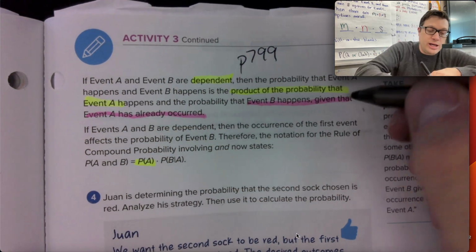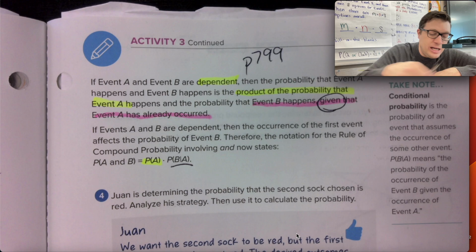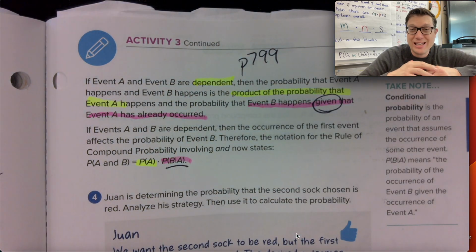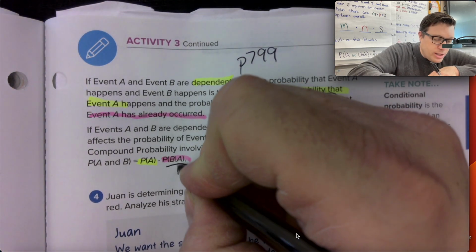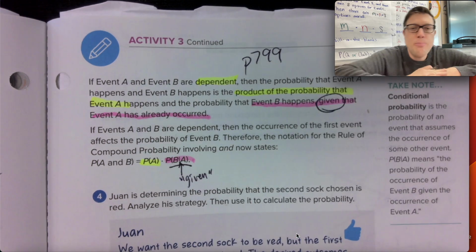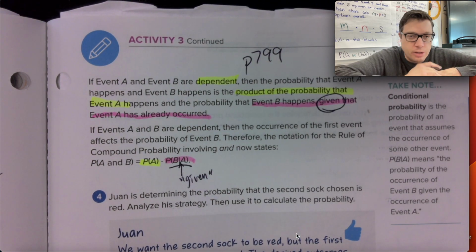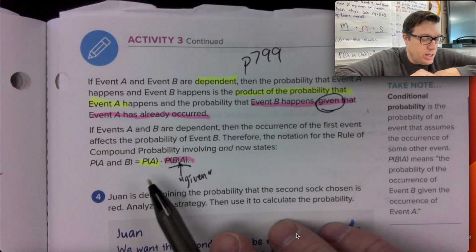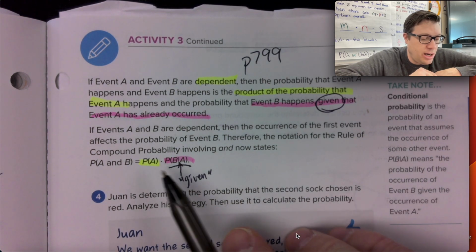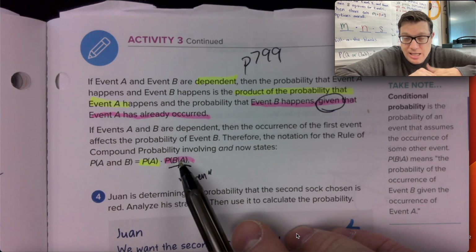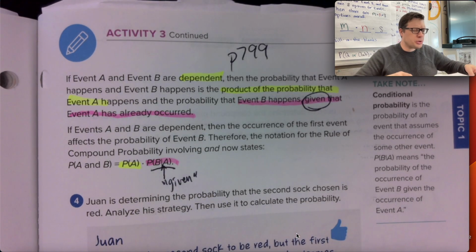The key word is given, and it's going to lead us to this vertical line. In fact, given is how we say the vertical line in between B and A in that notation. The probability of A and B, dependent situation, is the probability of A times the probability of B given A happened, A occurred.